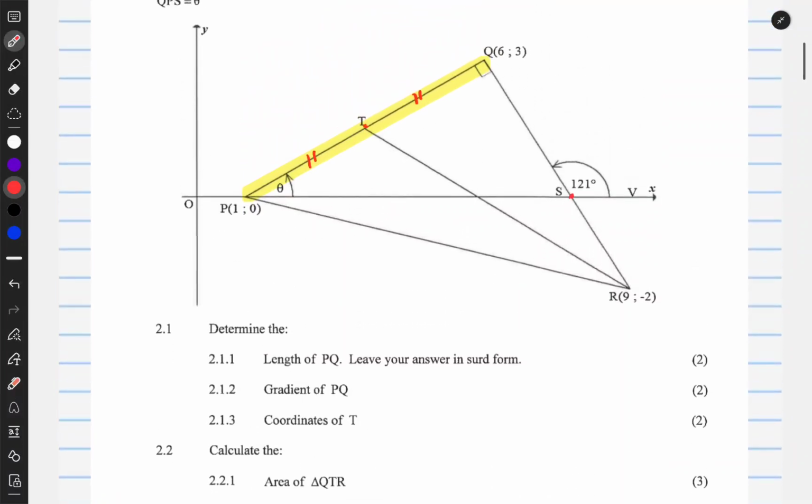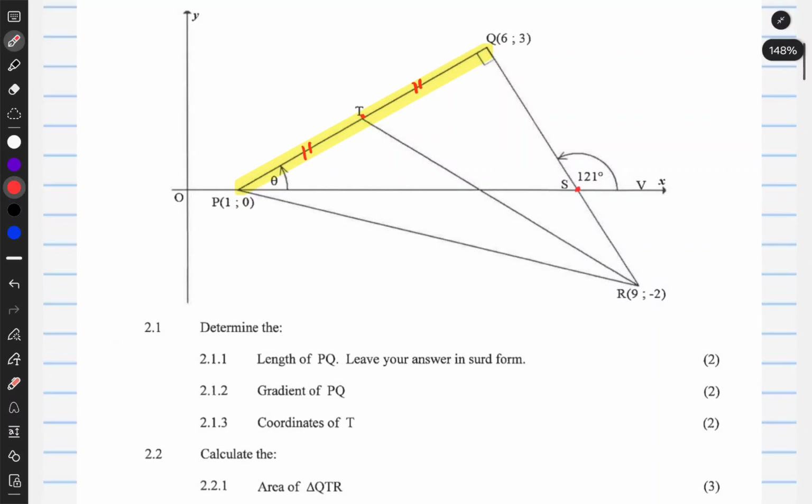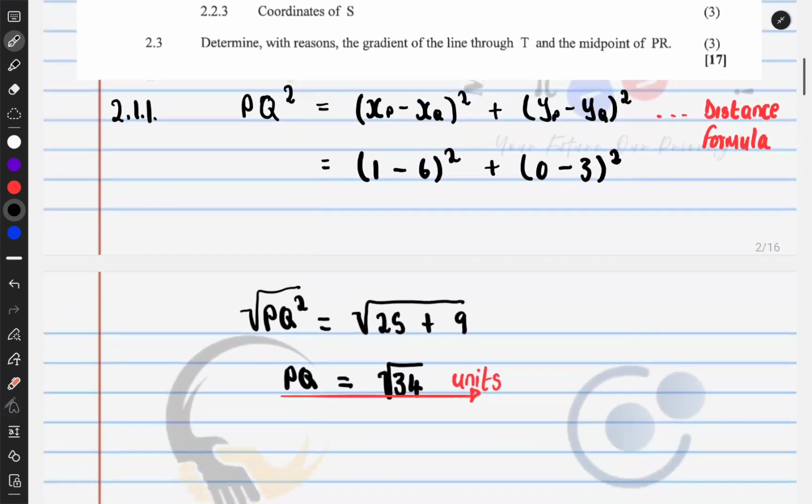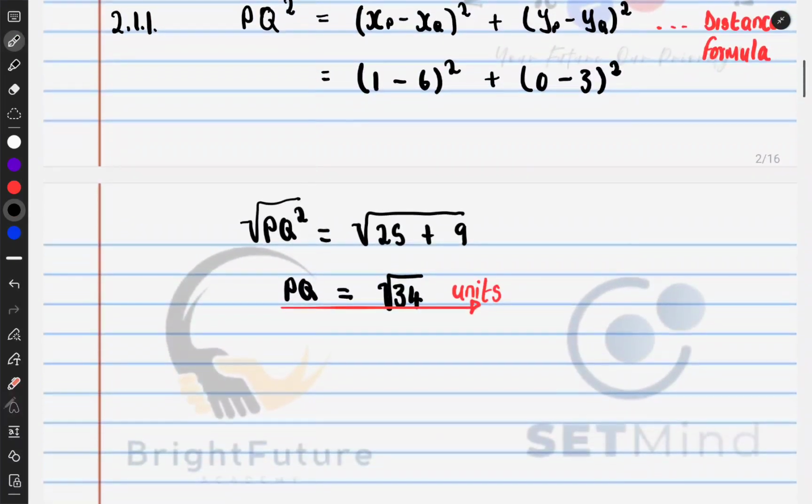Okay, and then next we are asked to calculate the gradient of PQ, and also for the gradient of PQ, since we have both coordinates of P and Q, we can simply just use the gradient formula. Okay, let's go ahead and do that for 2.1.2.